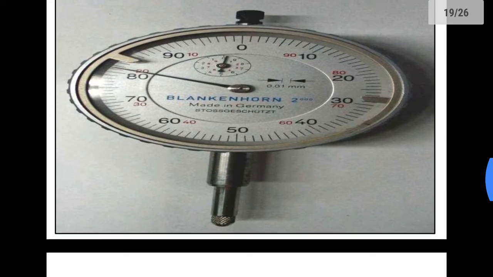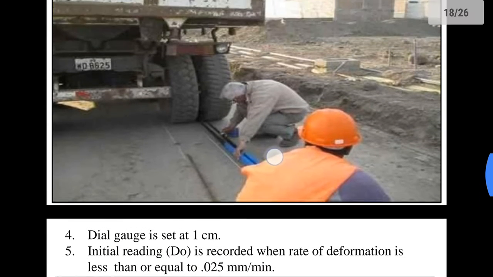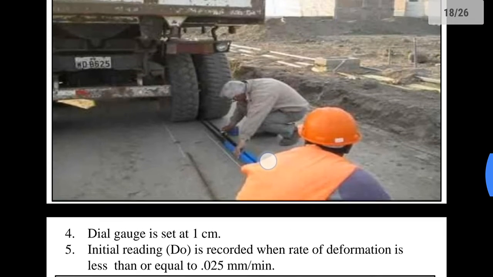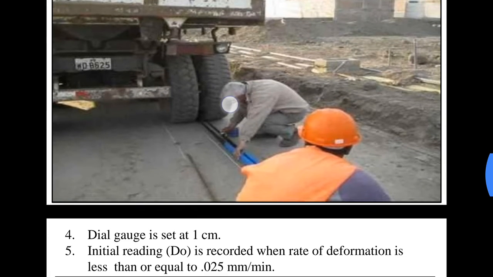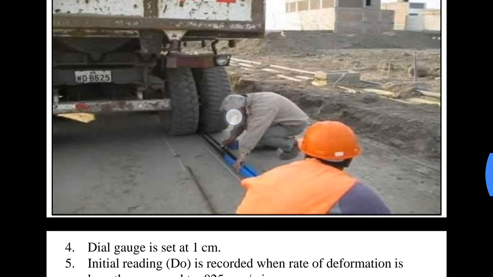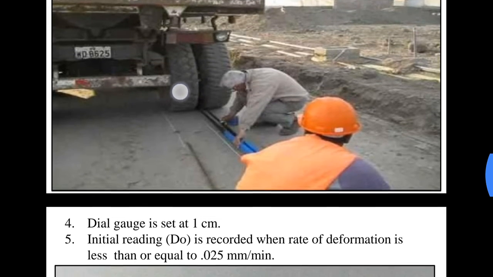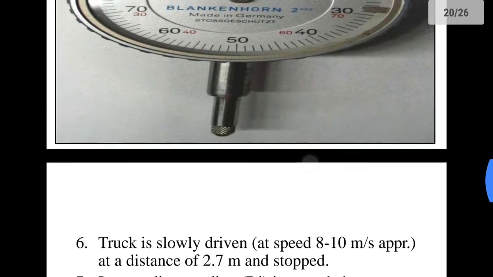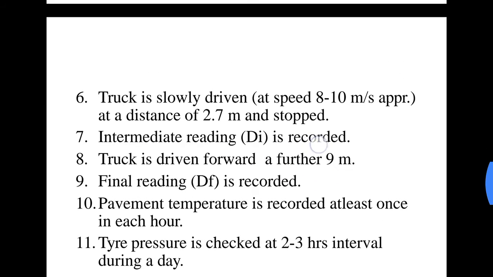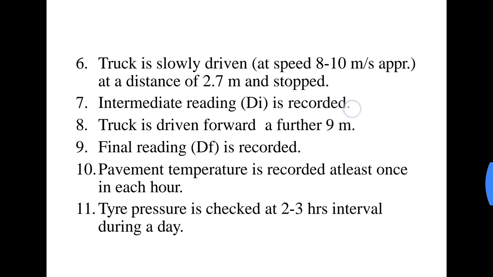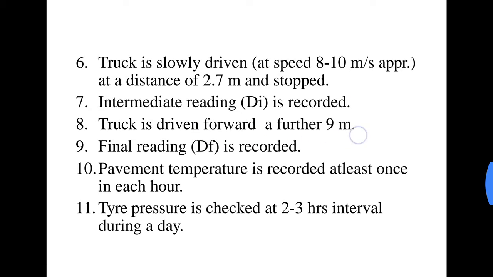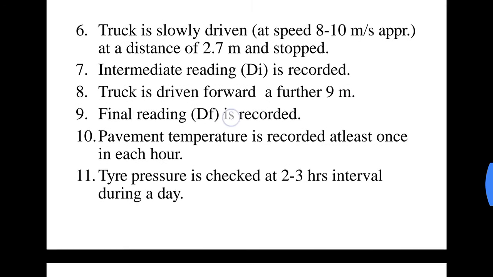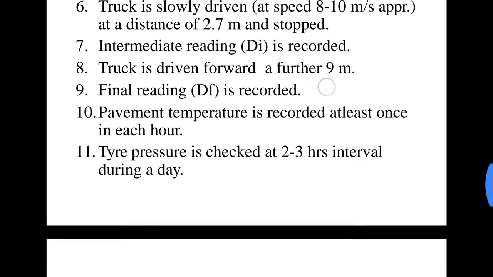Now you need to make a note that we are not going to move the Benkelman beam. The Benkelman beam is stationary, we place it here itself. Only the truck is moved. The truck is first at point 0, then it is moved forward 2.7 meters, and again the second reading is taken, that is the intermediate reading Di. Then the truck is driven forward another 9 meters, and at the same point the final reading Df is recorded.